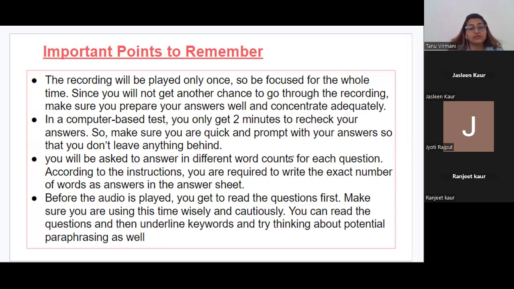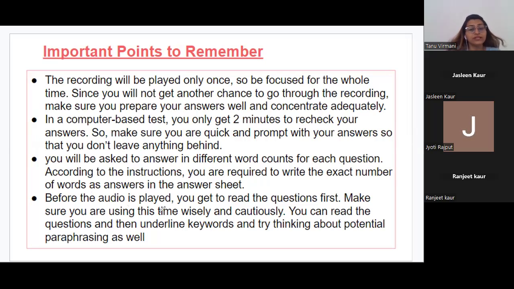You will be asked to answer with a different word count for each question. You have to look at your instructions. You are required to write the exact number of words. Some questions will ask for a 2 word limit, but some sets of questions will ask you to write no more than 3 words and/or a number. Some questions say write 2 words. So you have to keep in mind what your instruction says and then write your answer. Whenever you are attempting the test, just circle it quickly, that I have to write 2 words now.